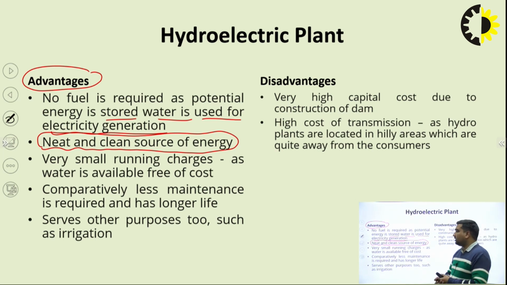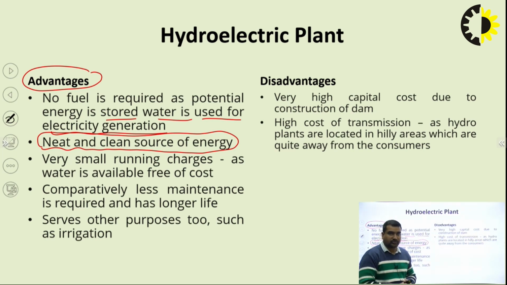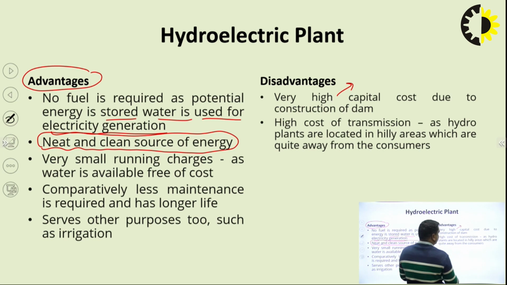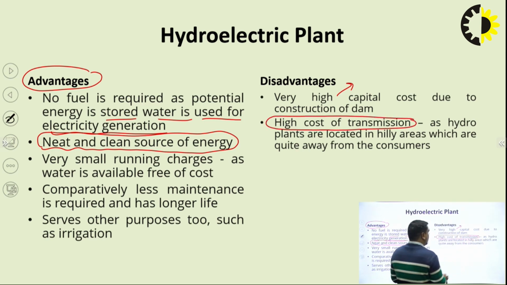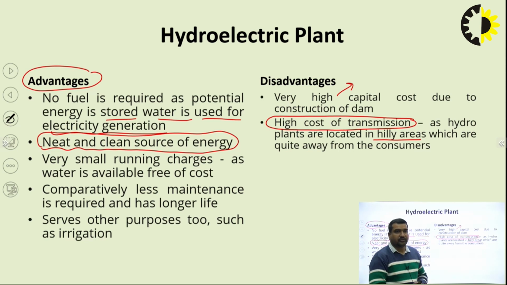Now, what are the disadvantages? A very high capital cost due to the construction of the dam, so the cost of the plant increases. And a high cost of transmission. Why? Because it is located in hilly areas which are quite far from the consumers. So two things: one is the capital cost and the other is the high cost of transmission. That is the disadvantage of the hydro plant.